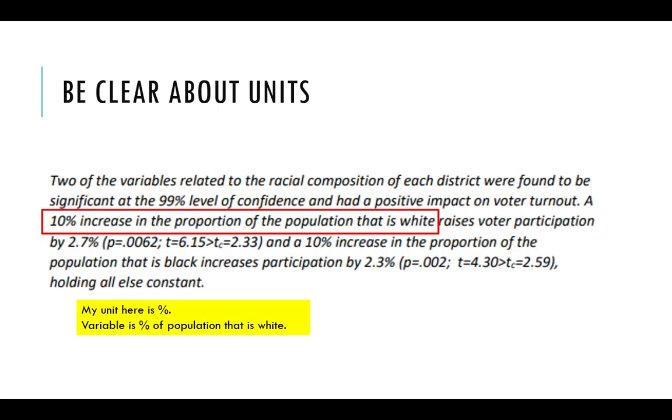All right, so going back to the example I just gave you, a 10% increase in the proportion of the population that is white. So I'm not saying a 1 unit increase or a 10 unit increase. I've scaled this here. I'll tell you why in a minute. But I'm being very specific. A 10% increase. So if you're working with dollars, a $1 increase, or you might change it to a $1,000 increase, but use the units.